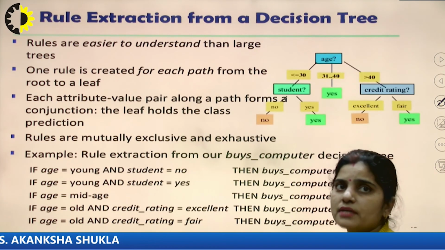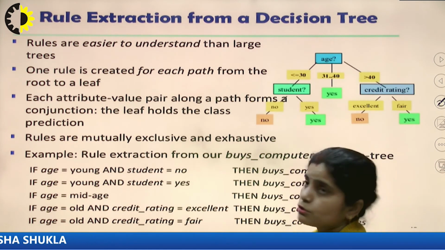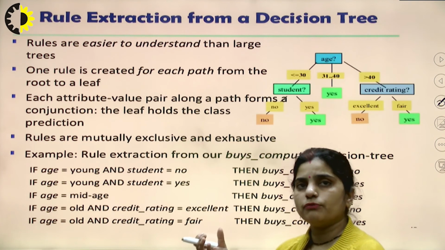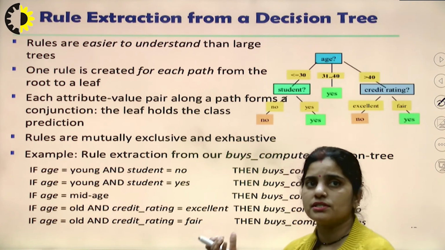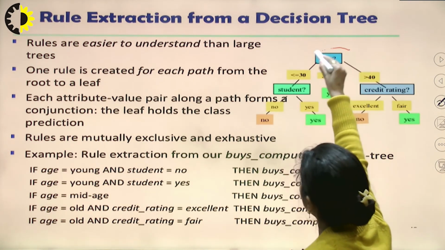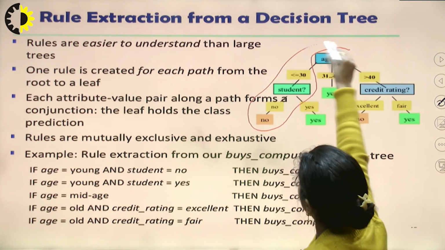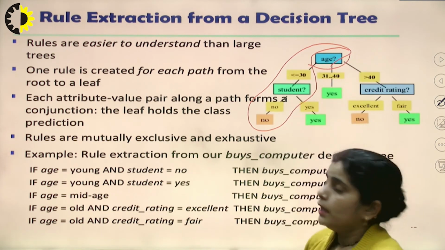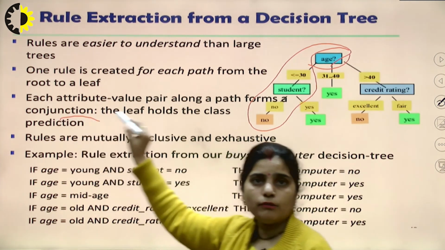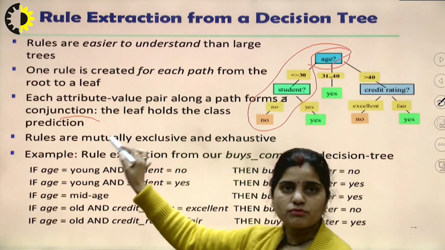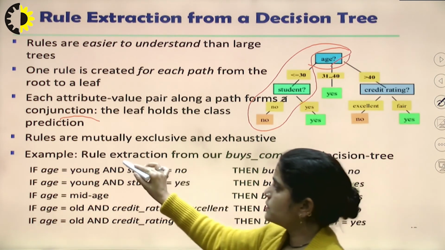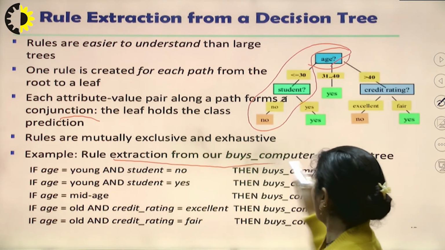Now, how to extract the rules from a decision tree? Basically, rules are easier to understand in comparison to a large decision tree. One rule is created for each path from the root to a leaf node. Each attribute-value pair along a path forms a conjunction, and the leaf holds the class prediction. The rules which we form are mutually exclusive and exhaustive. An example is given here: rule extraction from our buys-computer decision tree.